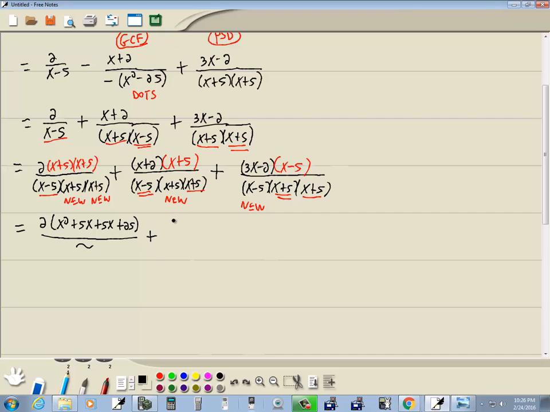Plus, FOIL these also. X times x is x squared. X times 5 is 5x. 2 times x is 2x. 2 times 5 is 10. All over our denominator. And FOIL these. 3x times x is 3x squared. 3x times negative 5 is negative 15x. Negative 2 times x is negative 2x. Negative 2 times negative 5 is positive 10. All over our denominator.